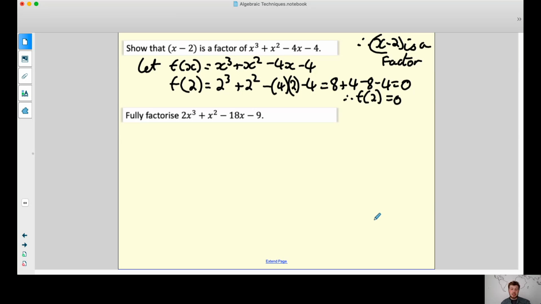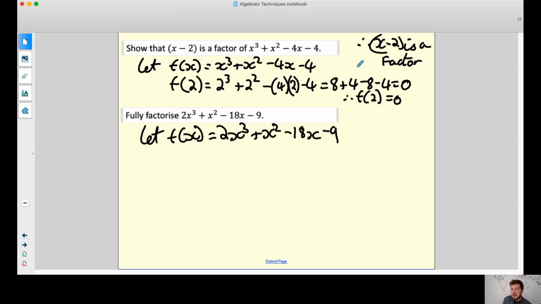The other way we can use this is to help us out with some factorization. So here we need to fully factorize 2x cubed plus x squared minus 18x minus 9. To do this, I'm going to think about how I can factorize this. Well, I'm looking for some factors to start off with. So again, I'm always going to start off by saying let f of x equal 2x cubed plus x squared minus 18x minus 9.